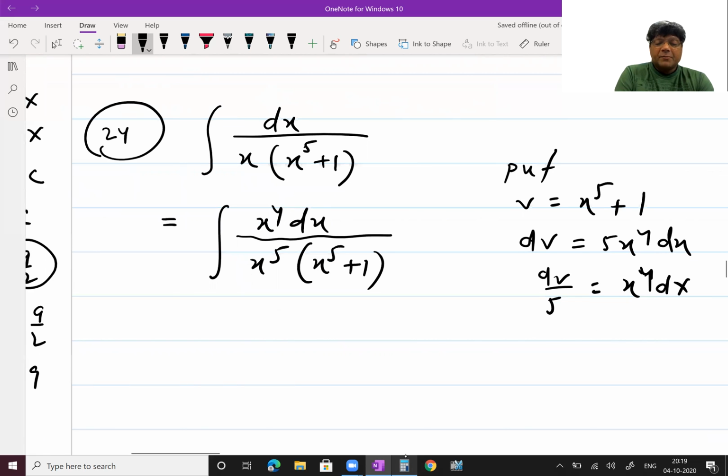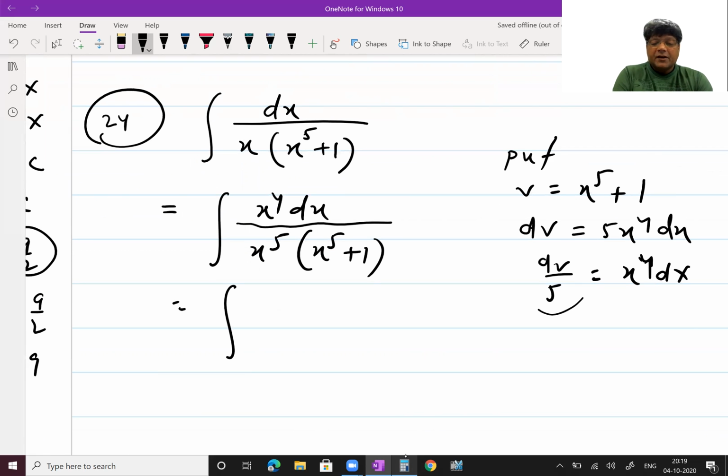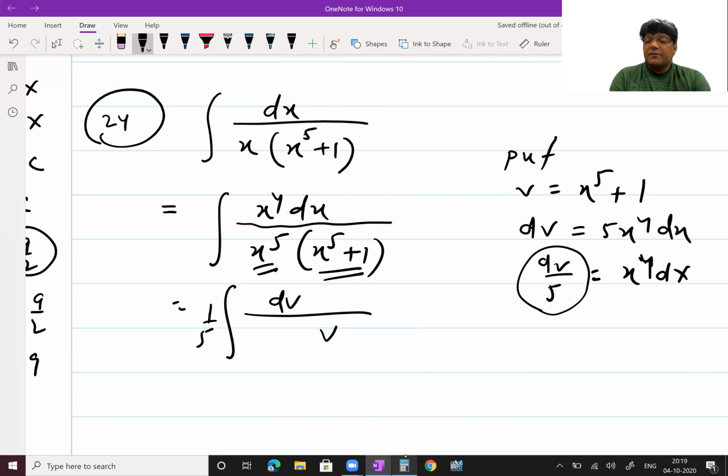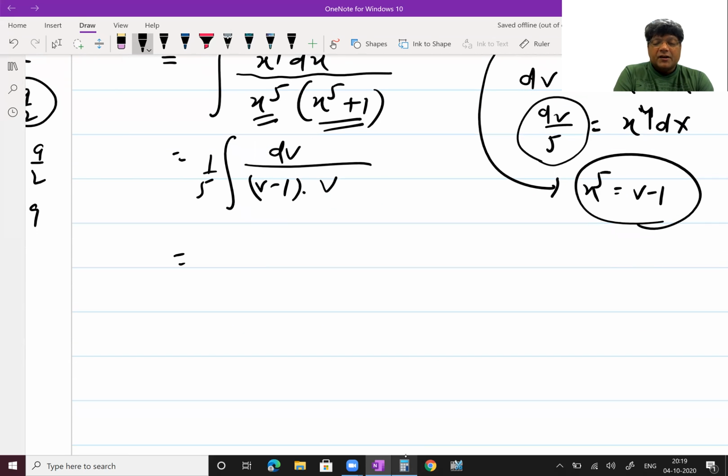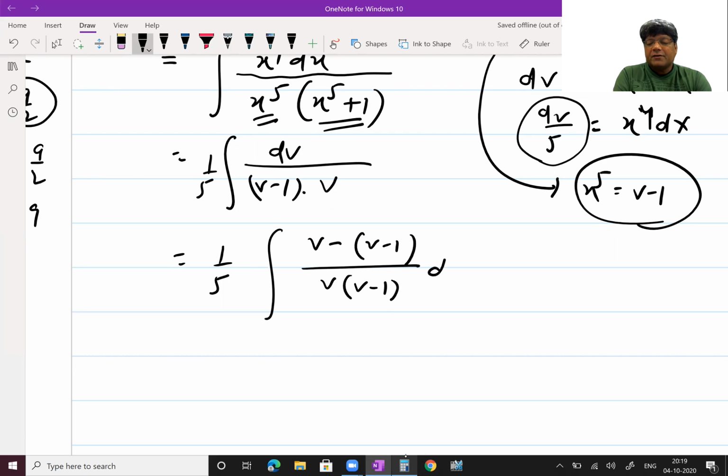So in numerator, in place of x^4 dx, we are getting dv by 5. So dv will come here, 1 by 5 being constant outside. This x^5 plus 1, we will write v. And this x^5, we can write x^5 is equal to v minus 1, transferring 1 to the left hand side. So it is looking like this. Now, how to adjust? Either you can apply partial fraction, but I will not do that. It's easy. In the numerator, I will write v minus 1. Why? If you open, it will be 1. Divided by v into (v minus 1) dv.